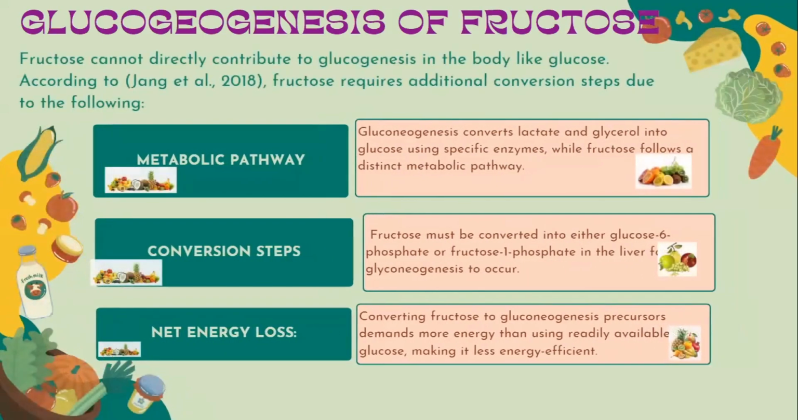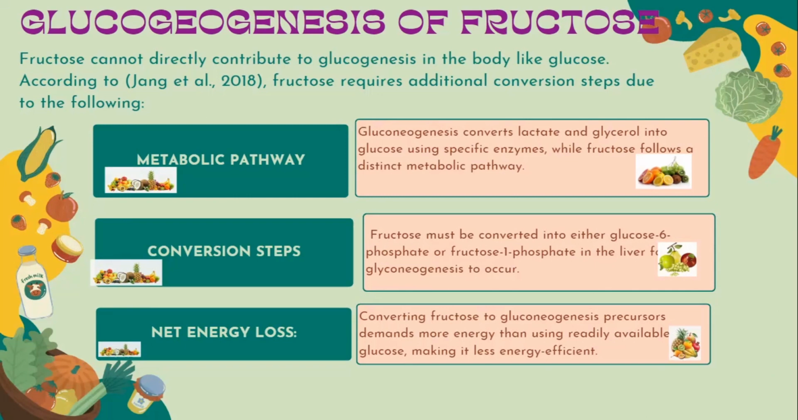Gluconeogenesis of fructose. Fructose cannot directly contribute to gluconeogenesis in the body like glucose. Fructose requires additional conversion steps due to the following. First, metabolic pathway. In this step, gluconeogenesis converts lactate and glycerol into glucose using specific enzymes, while fructose follows a distinct metabolic pathway. The second step is the conversion step, and this states that fructose must be converted into either glucose 6-phosphate or fructose 1-phosphate in the liver for gluconeogenesis to occur.